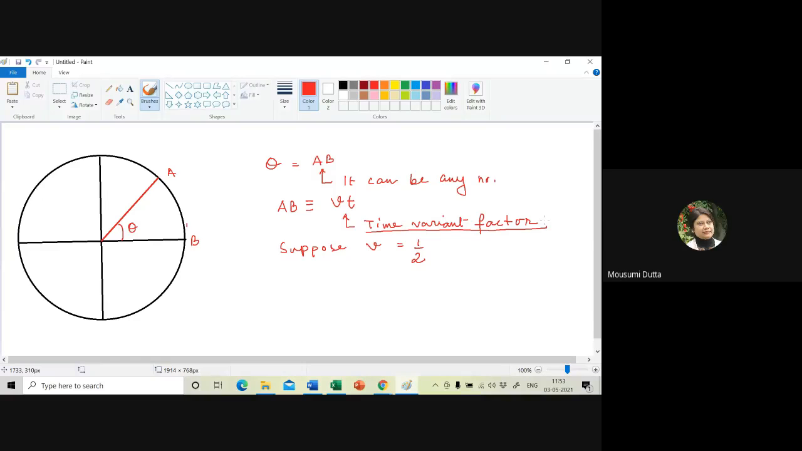Okay, however, time is a variable component. You consider t plus 1, t plus 2, t plus 3, etc. So accordingly, I'll be able to vary the length AB. Okay, so suppose I am considering t to be equal to 1, suppose.